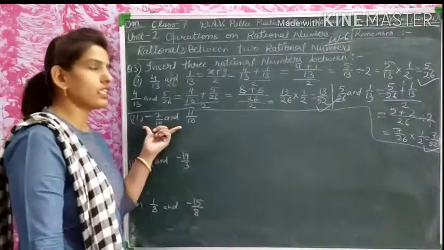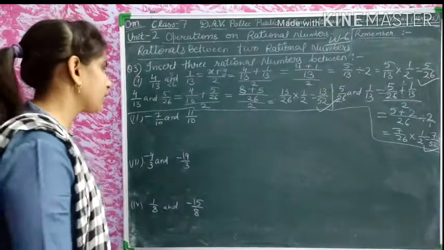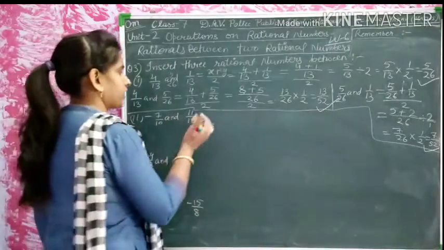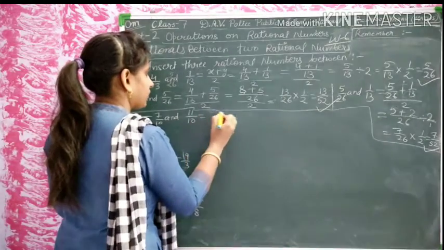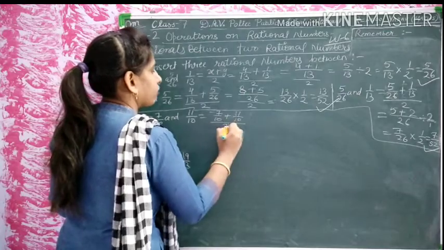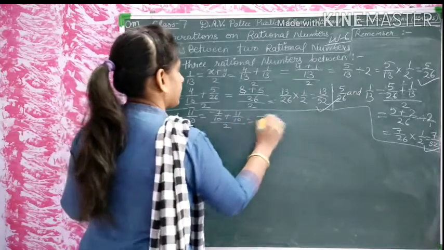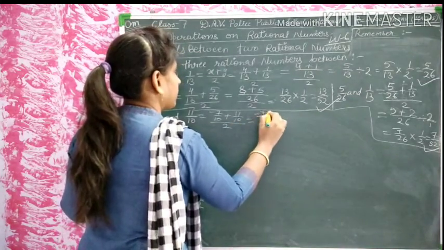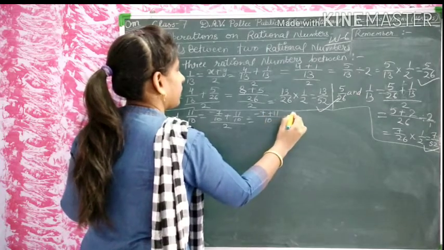Now we will go to the next question. We do the same, finding one number between these two numbers: minus 7 by 10 plus 11 by 10, divided by 2. The LCM is 10, so minus 7 plus 11, divided by 2.